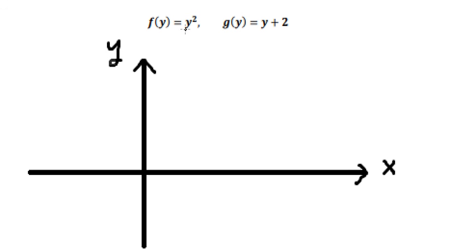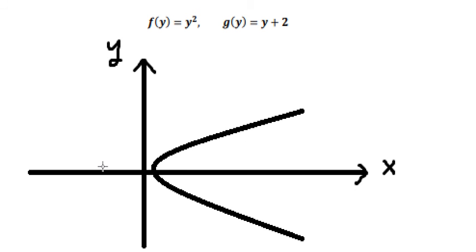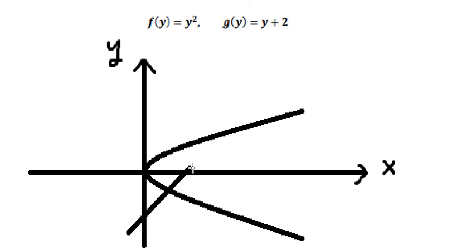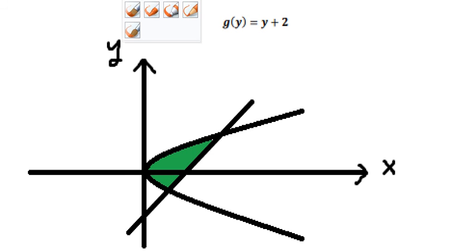The graph of y squared, that should be like this. The graph of y plus 2, that should be like this. And the area we need to calculate, that is this one. Now we need to find the intersection in here and here.